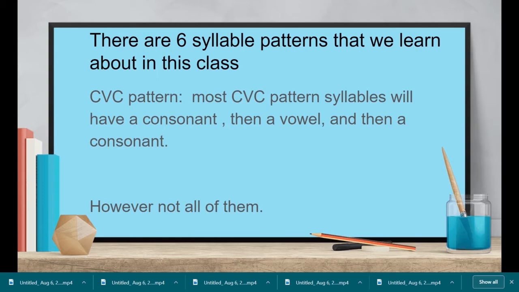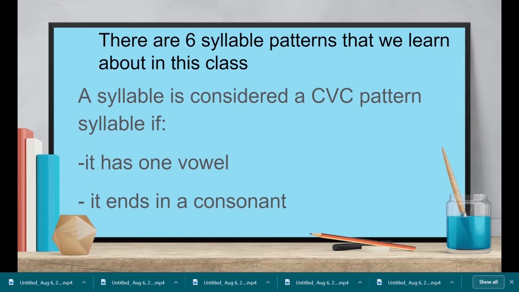All right. So there are 6 syllable patterns that we learn about in this class, and the most common type of syllable pattern is the CVC syllable, a CVC pattern. So most of those will have a consonant, then a vowel, and then a consonant. However, not all of them, right? The rule is that in order to be considered a CVC, the syllable must have one vowel and end in a consonant. That's the rule.